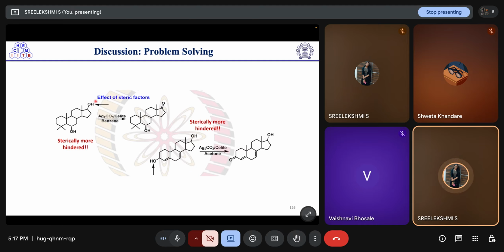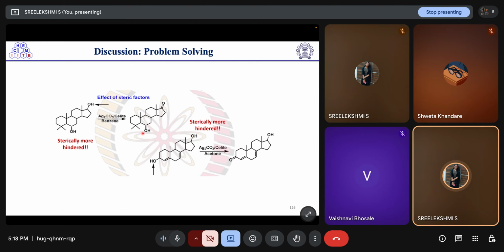So here we can see in this substrate there are two hydroxyl groups, this hydroxyl group as well as this hydroxyl group. But this hydroxyl group is sterically more hindered compared to this hydroxyl group because of the presence of these two methyl groups adjacent to it. So what will happen if we are controlling the equivalence of the silver carbonate and celite? It will firstly oxidize this one only, which is more free, and this will be unaffected. So we will be getting this one.